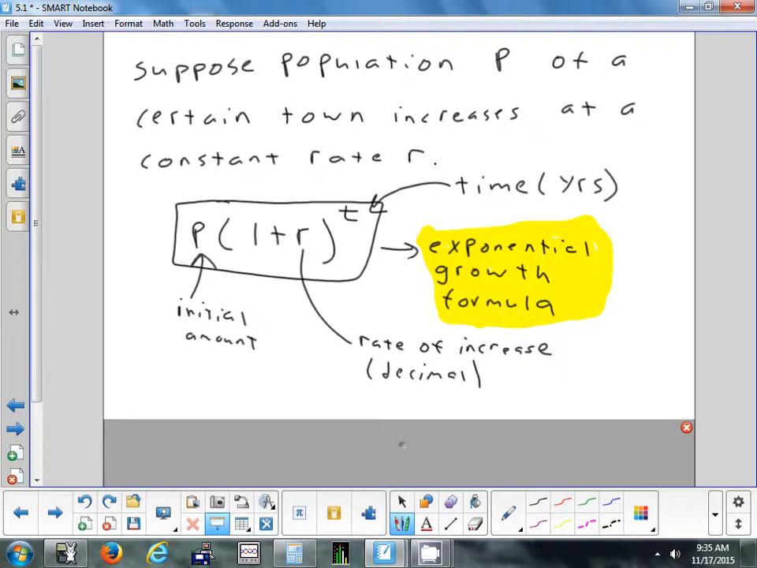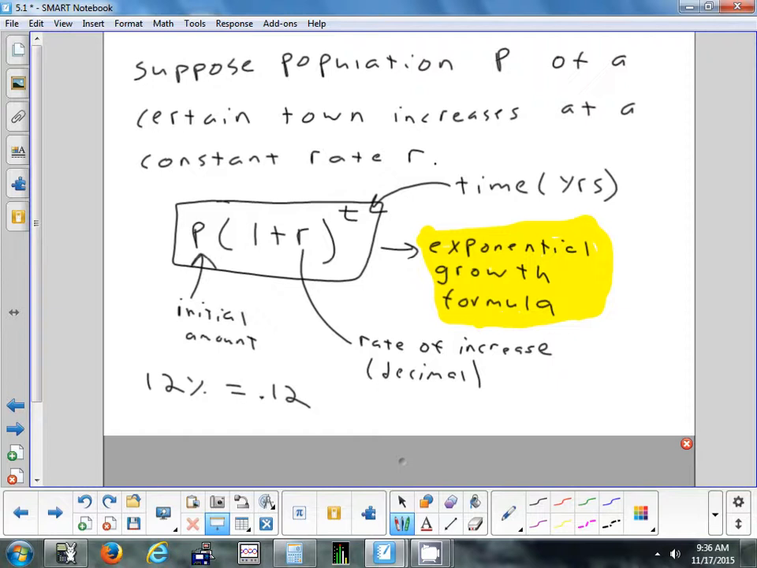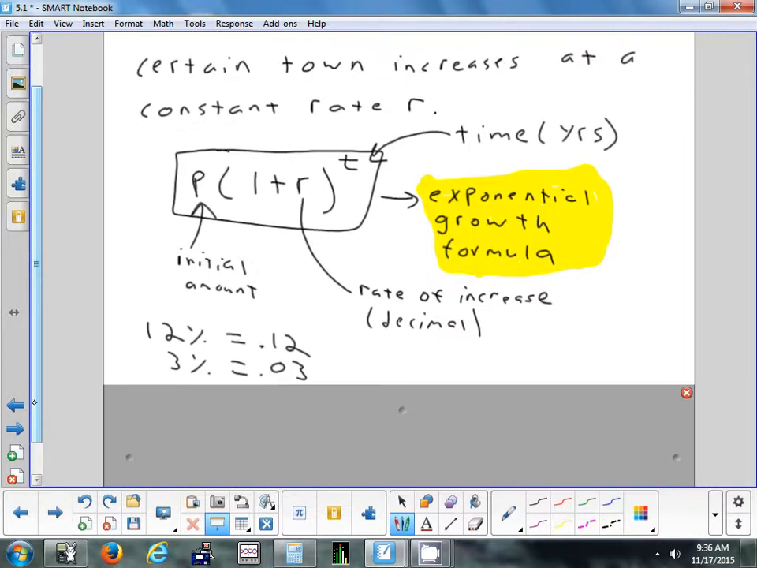And it's important that whatever rate they give you, you make it a decimal. So for example, what's 12% as a decimal? 0.12. If you had something like 3%, it's 0.03. So make sure you change your percent to a decimal. But that's the exponential growth formula.